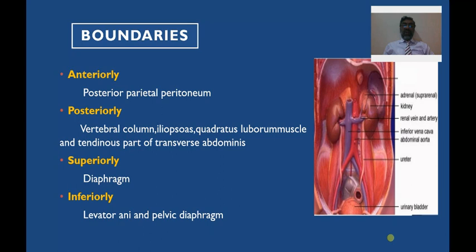So its boundaries: anteriorly is the posterior parietal peritoneum. The posterior boundary is formed by the vertebral column, iliopsoas muscle, quadratus lumborum muscle, and the tendinous part of the transversus abdominis. Superiorly is the diaphragm, and inferiorly is the levator ani and pelvic diaphragm.